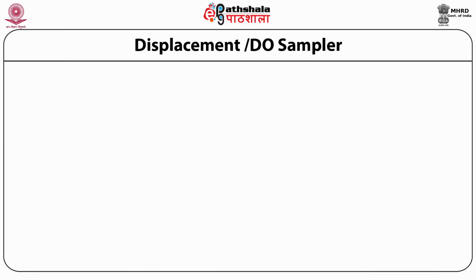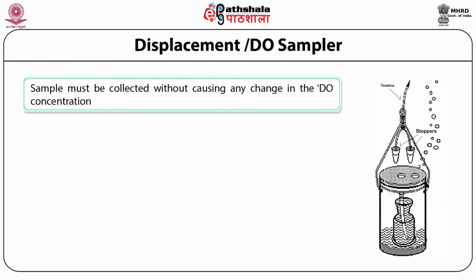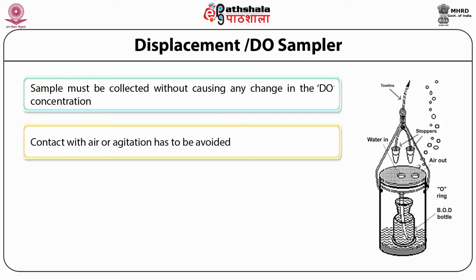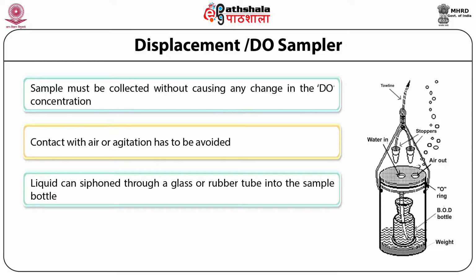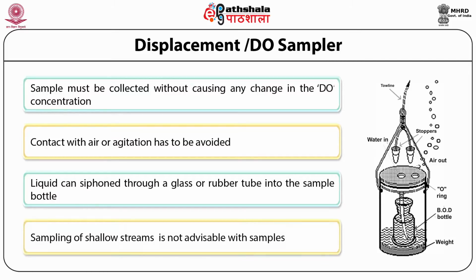Now the third one is the displacement or DO sampler. The sample must be collected without causing any change in the DO concentration. Contact time with air or agitation has to be avoided because it will change the concentration of dissolved oxygen in the water sample. The liquid can siphon through a glass or rubber tube into the sample bottle. Sampling of a shallow stream is not advisable with the use of this sampler.